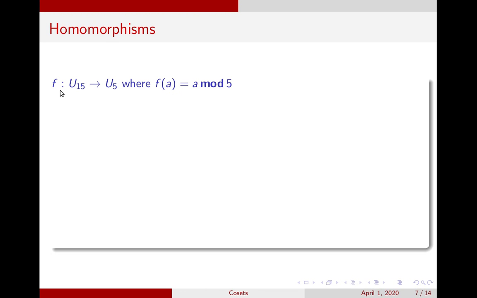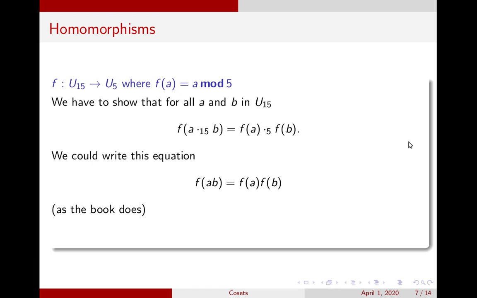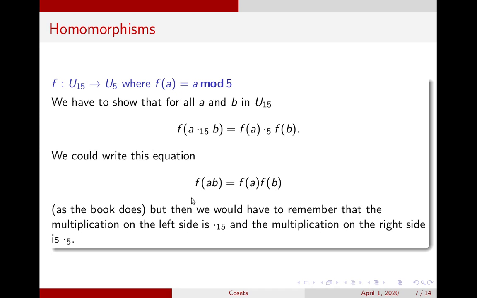Okay, so we're working with the function f from U15 into U5, defined by f of a as a mod 5. Just a reminder of the function that we're proving is a homomorphism. And what we have to argue for is the homomorphism equation that f of a times sub 15 b is f of a times sub 5 f of b. Times sub 15 is the operation in U15, and times sub 5 is the operation in U5. If we were going to follow the book's convention, we could write this equation as f of ab is f of a times f of b, but then we'd have to remember that this a times b means times sub 15, and this f of a times f of b means times sub 5.